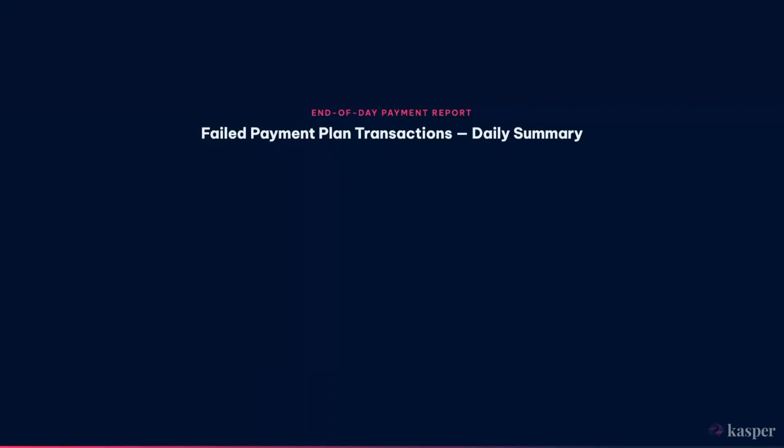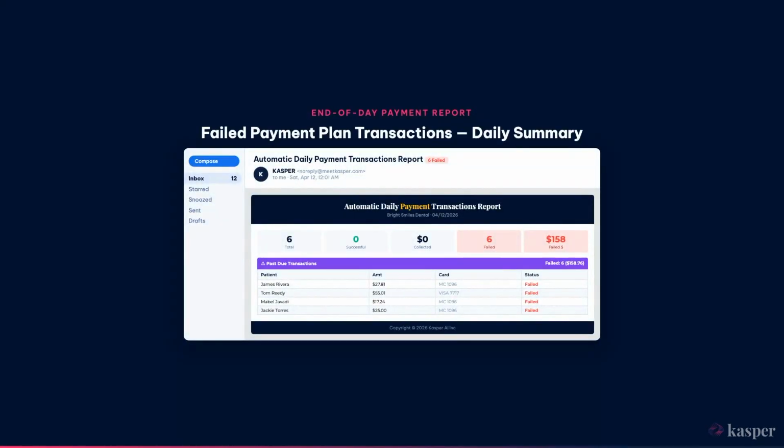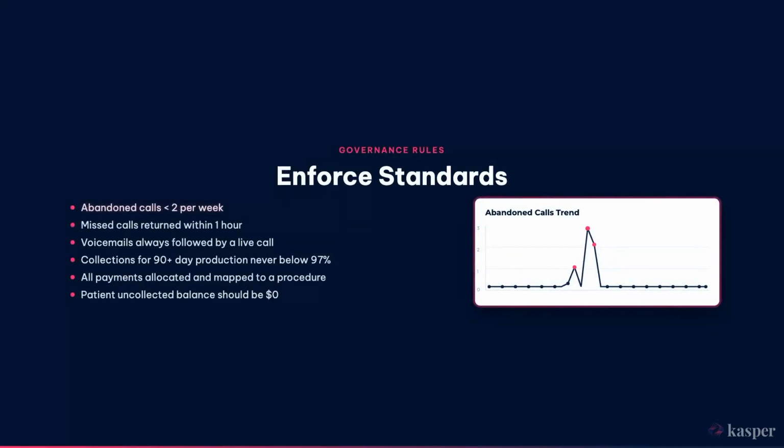You also get a daily payment transactions report, showing which credit cards on payment plans failed. 6 failed transactions totaling $158.76. Every patient, every card, every amount, in your inbox every morning. This is how you catch revenue leakage before it compounds.